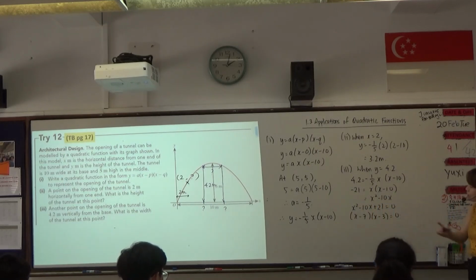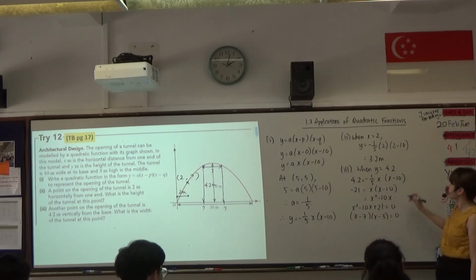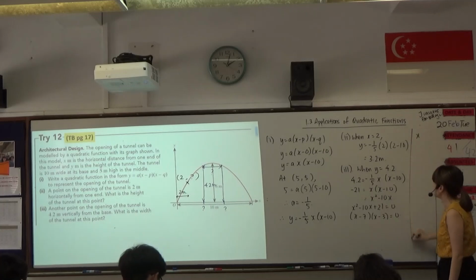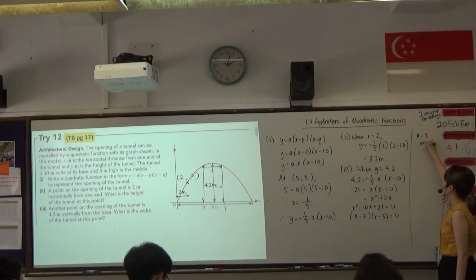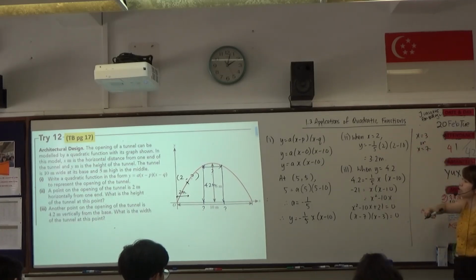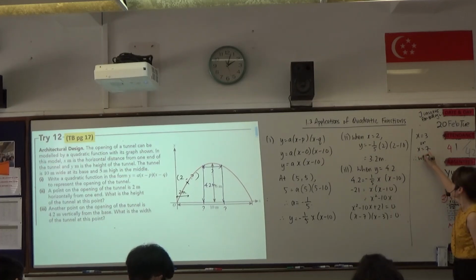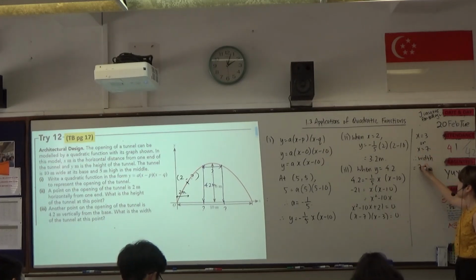We find that the values of x will be 3 and 7. But we're trying to find the width, and that will be 7 minus 3, so 4 meters.